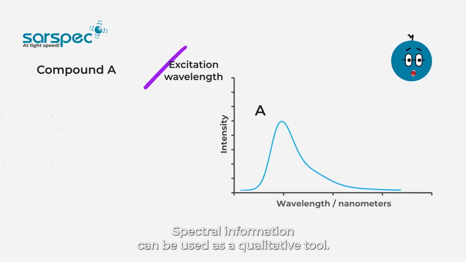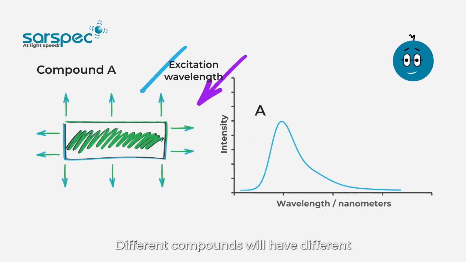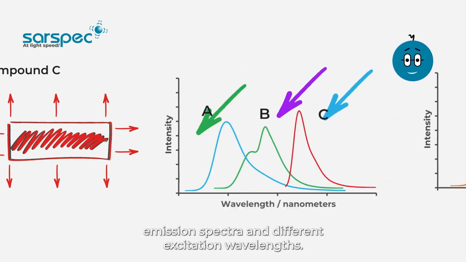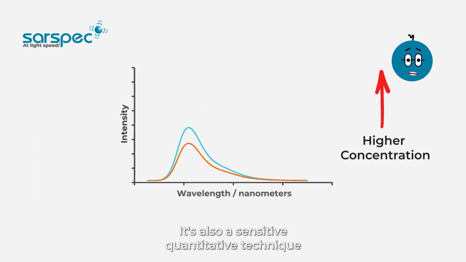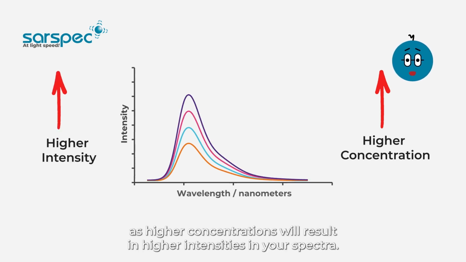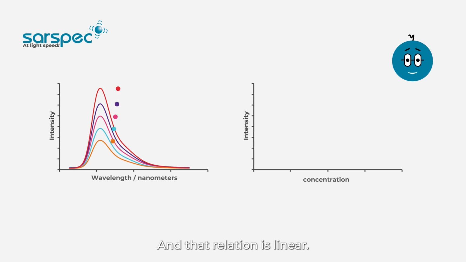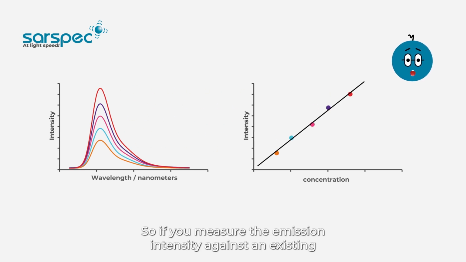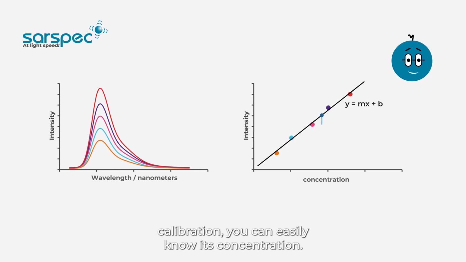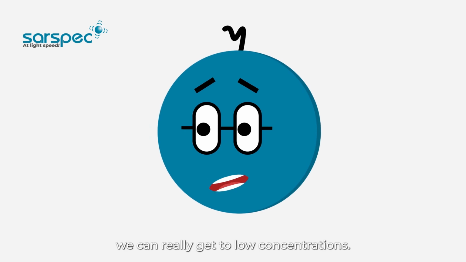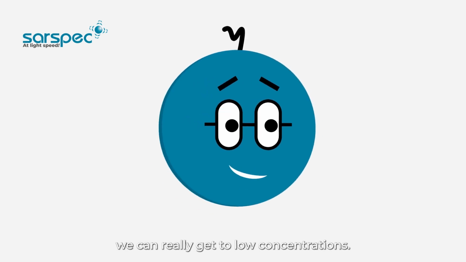Spectral information can be used as a qualitative tool. Different compounds will have different emission spectra and different excitation wavelengths. It's also a sensitive quantitative technique, as higher concentrations will result in higher intensities in your spectra, and that relation is linear. So, if you measure the emission intensity against an existing calibration, you can easily know its concentration. And believe me, with the right setup and sample, we can really get to low concentrations.